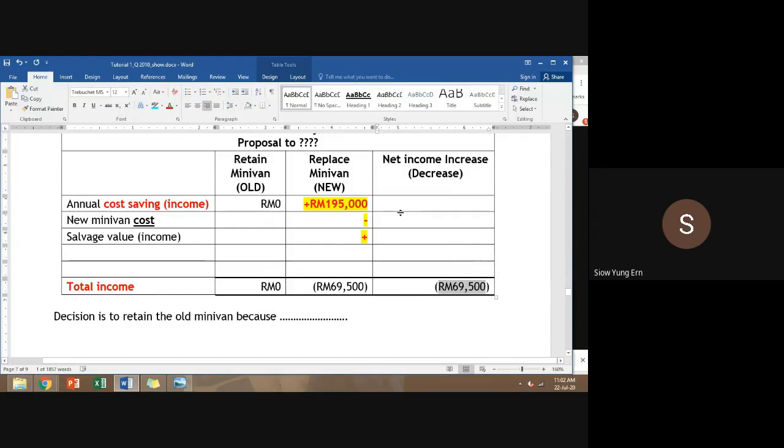So any question on this one? So you will see two different ones. One is cost, one is total income. Two different methods of doing this question. Okay, anything you want to ask?